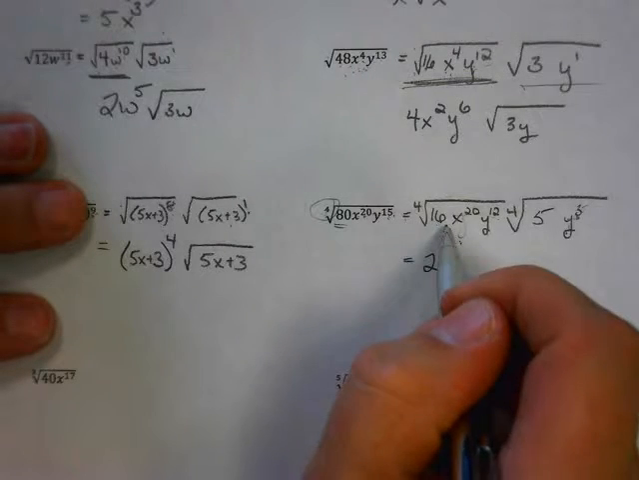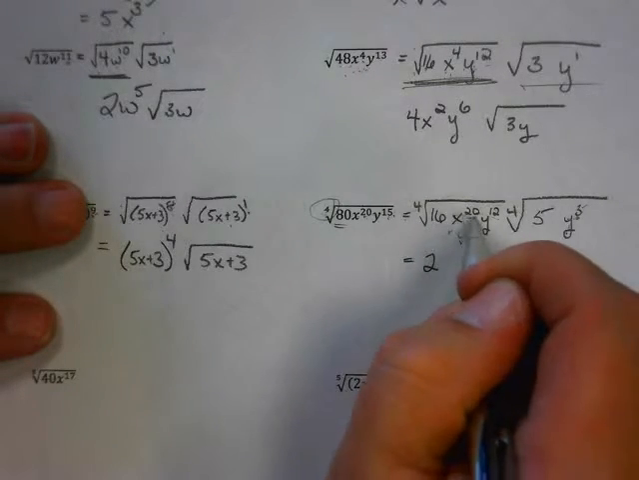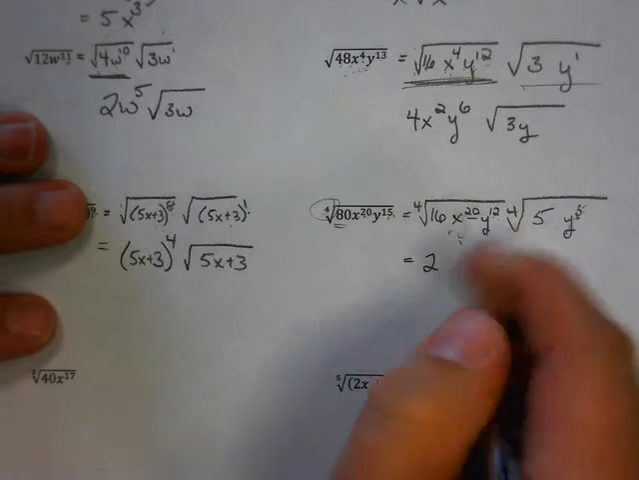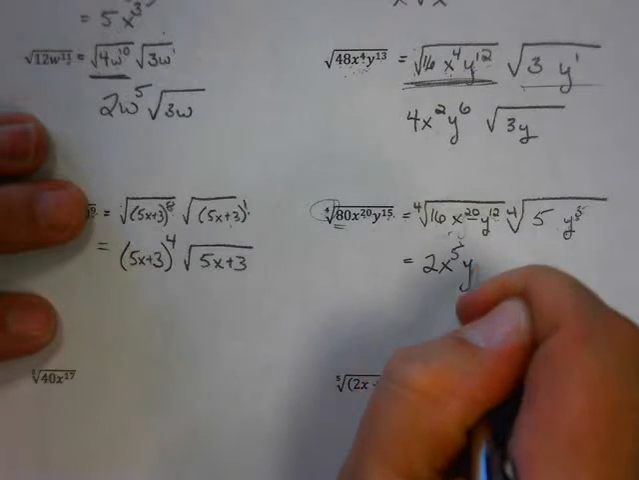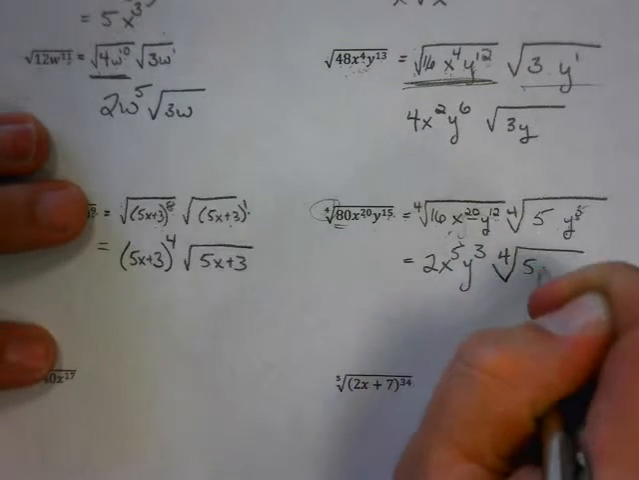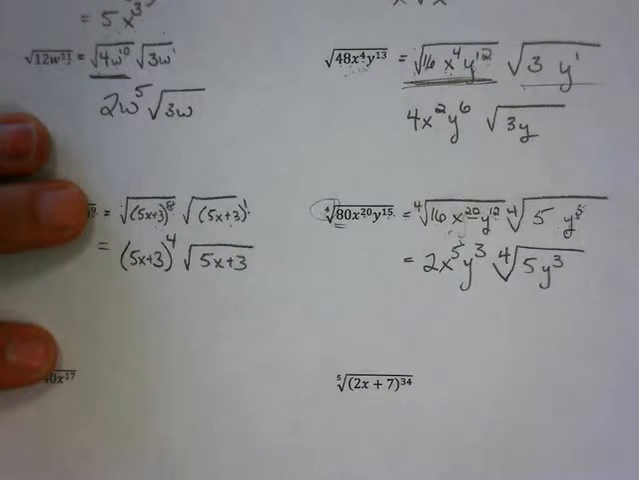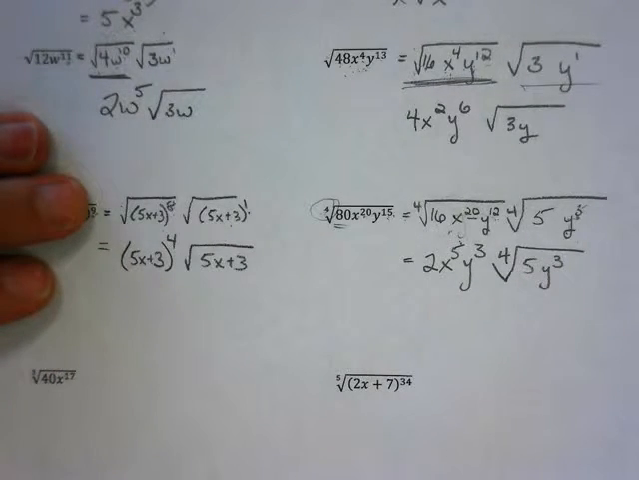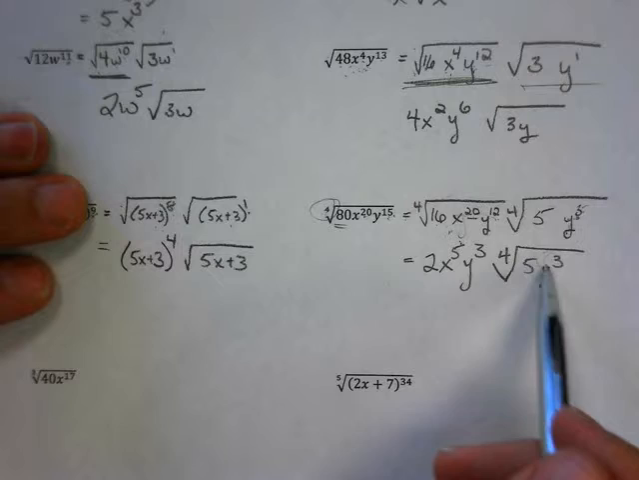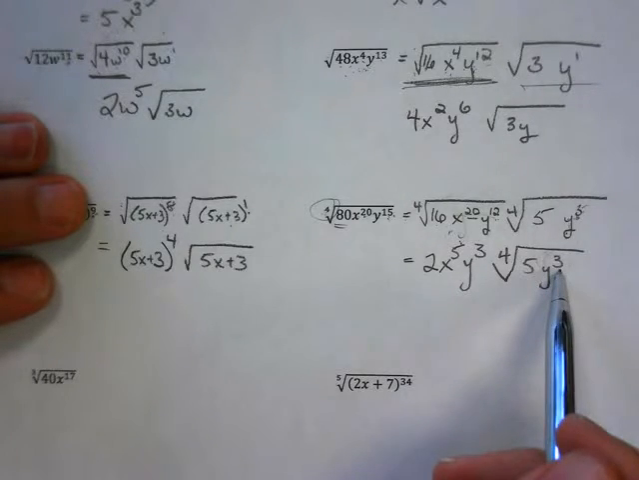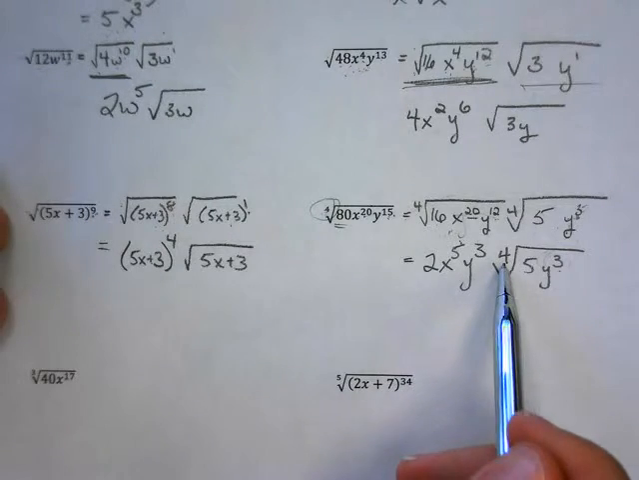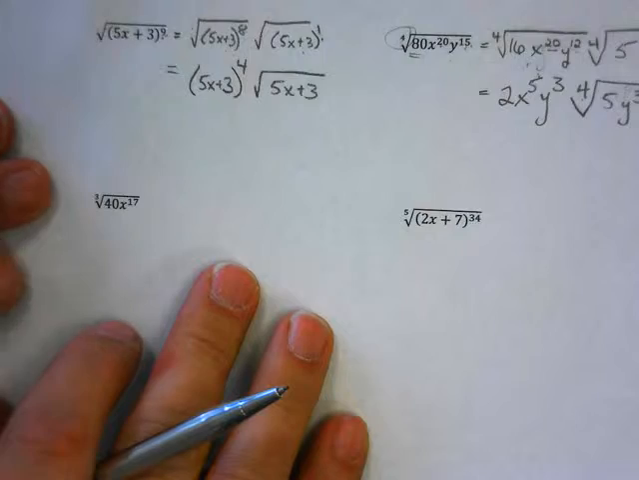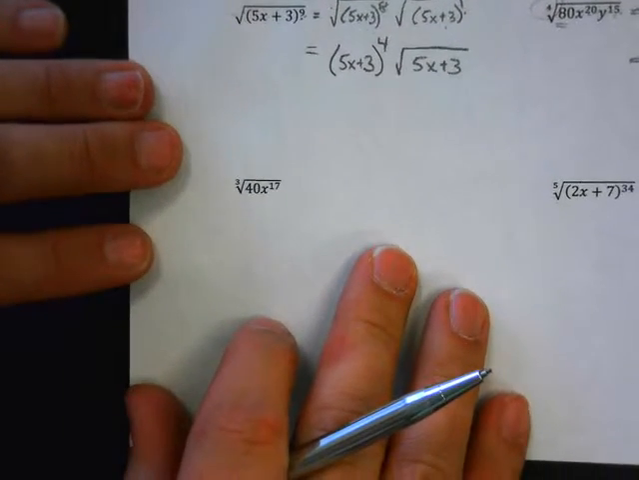So what's the fourth root of 16 now? 2. What's the fourth root of x to the 20th? Take this exponent, divide by 4. What do we get? X to the 5th. Y to the 3rd. And then we still have the fourth root of 5y cubed. And we can't simplify that any further. But remember, you can't have an exponent underneath the radical that's bigger than the index. If you do, then we know we can simplify.